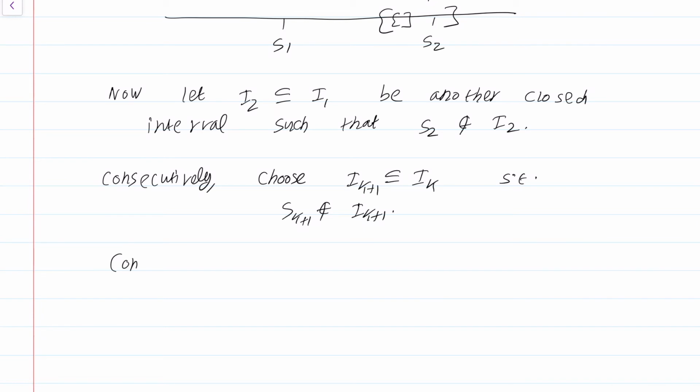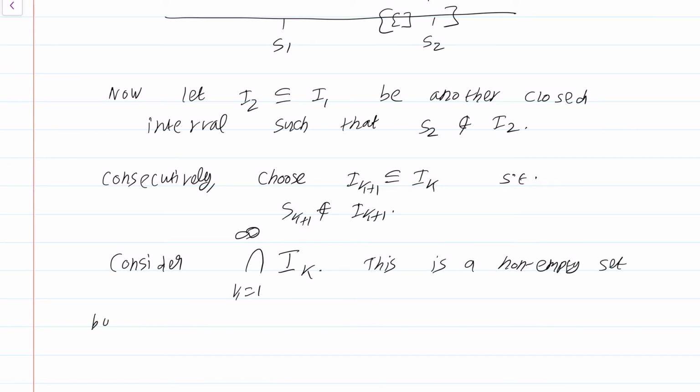Consider the intersection of the Ik's, k running from 1 to infinity. This is a non-empty set by the nested intervals theorem. Okay. Let S be in this intersection, which I'll just call I. Let S be in I. Then S is not there in this list.